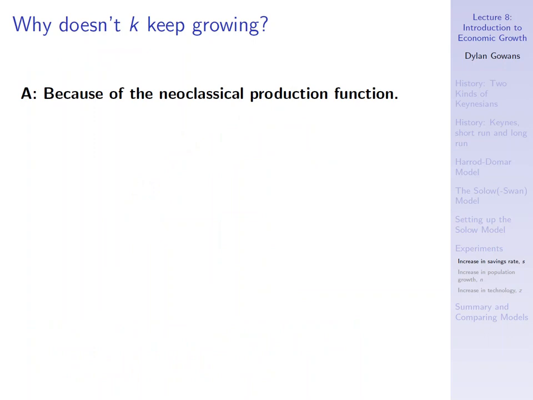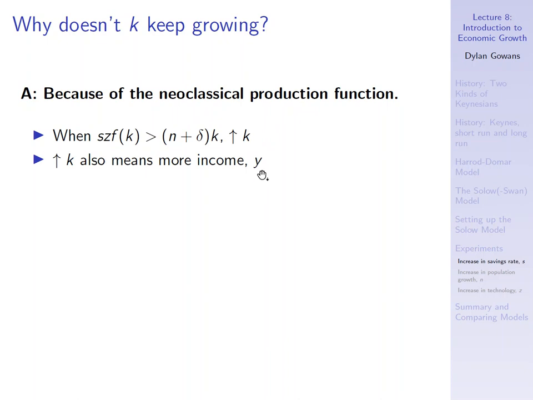Notice here I said that this is stable and that we just migrate to this new stable equilibrium. So why is that? Why doesn't k keep growing? The answer is because of the neoclassical production function. What do I mean by that? Well, let's think about this. When savings is greater than the amount we're losing, then capital per worker increases. Now, when that increases, it also means that income increases, which is going to increase this left-hand side.